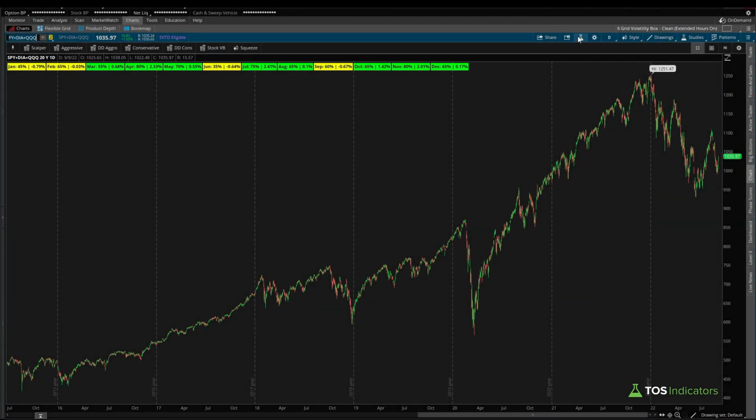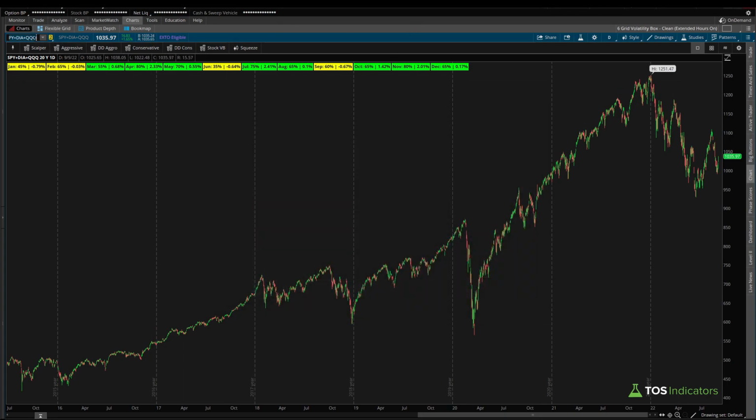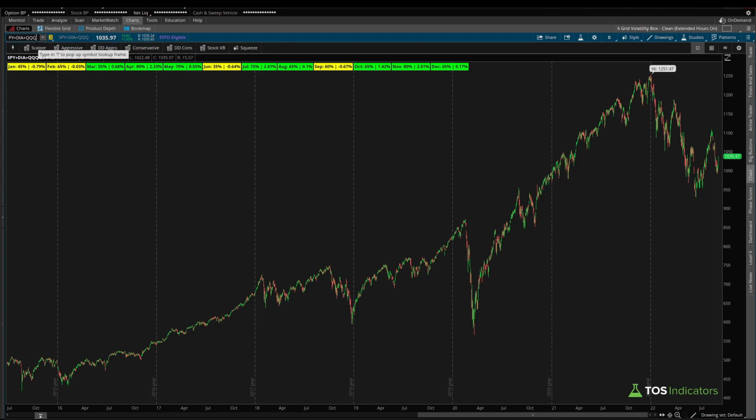Inside of Thinkorswim, I have just the seasonal analysis indicator loaded on, and for the symbol here, I've typed in SPY plus DIA plus QQQ to get all three markets on one chart. It makes it a lot easier to perform this analysis on the three major indices. If you also want to layer on the Russell, for example, simply add a plus and then IWM to add in the Russell. I'll leave it with just the three for right now.